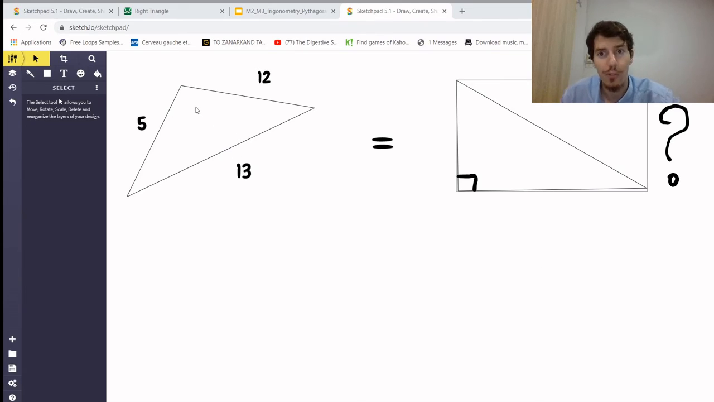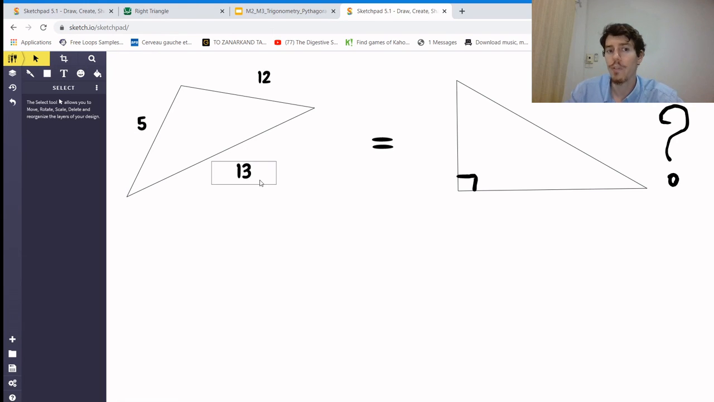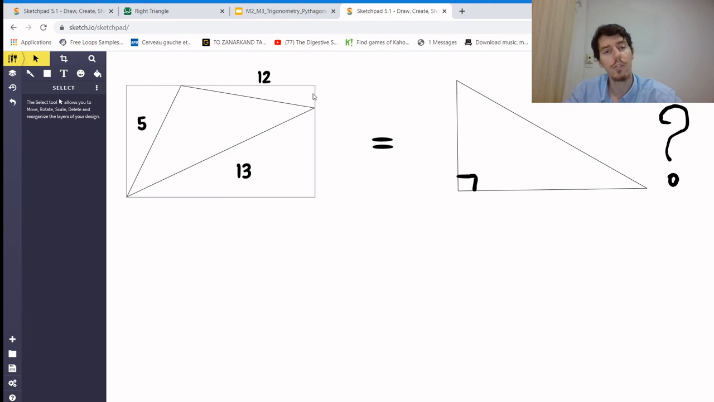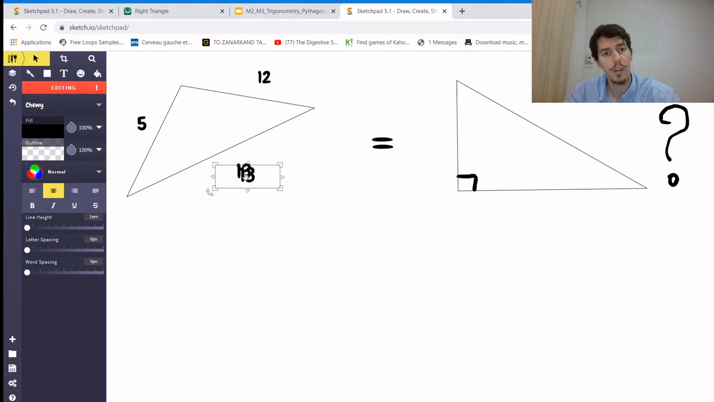So I made a drawing for you guys. We have a triangle. We don't know what it looks like, but I just know that one side is 5, one side is 12, and one side is 13. And I'm asking you, do you think this is a right triangle? If it was a right triangle, which one would be the hypotenuse? The hypotenuse would be 13, right? Because the hypotenuse is the biggest side. And then the two smaller sides would be the adjacent side and the opposite side.